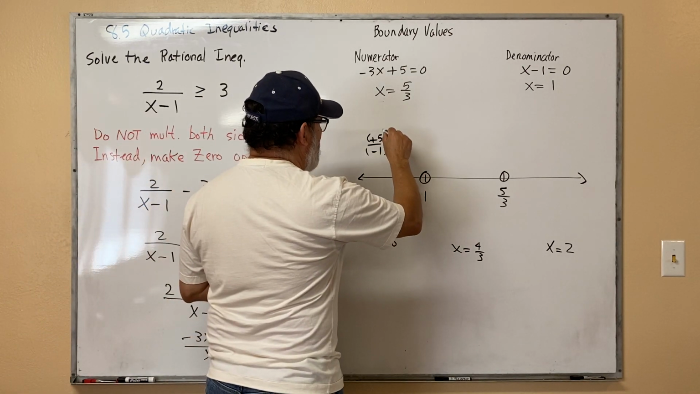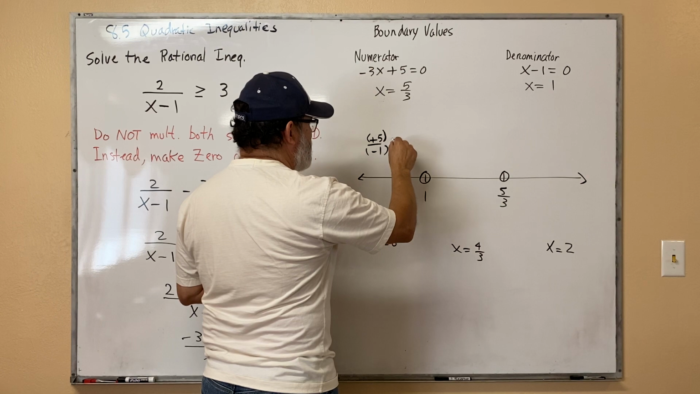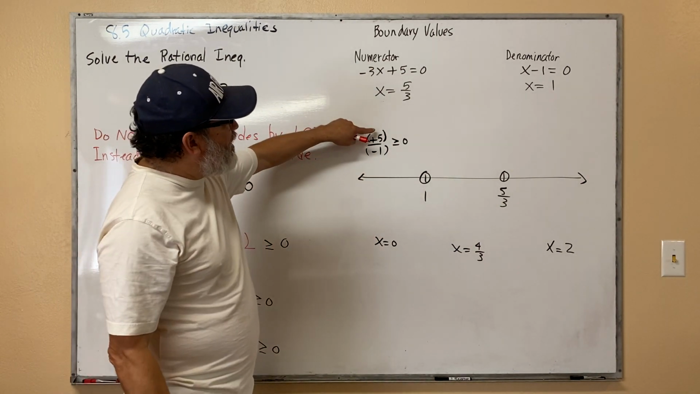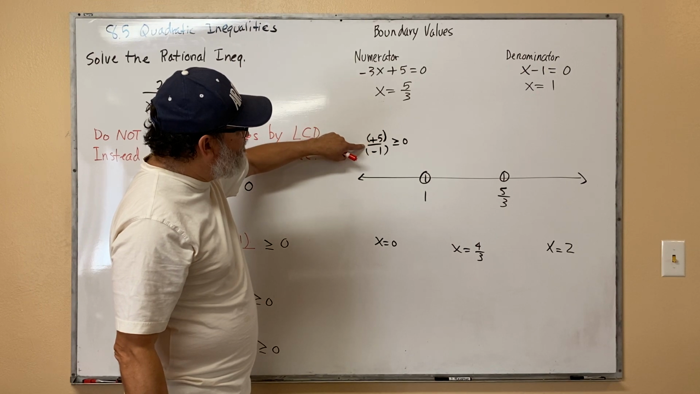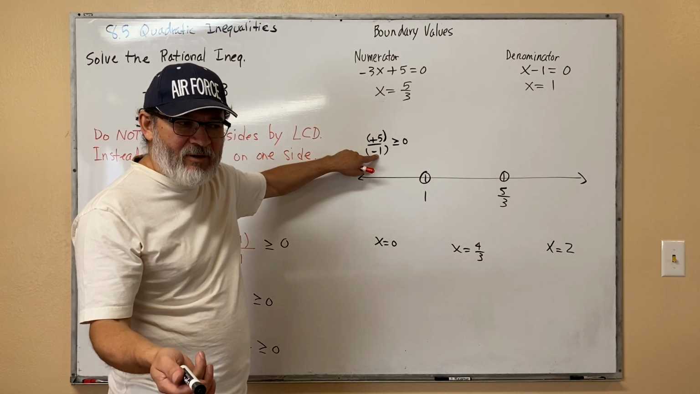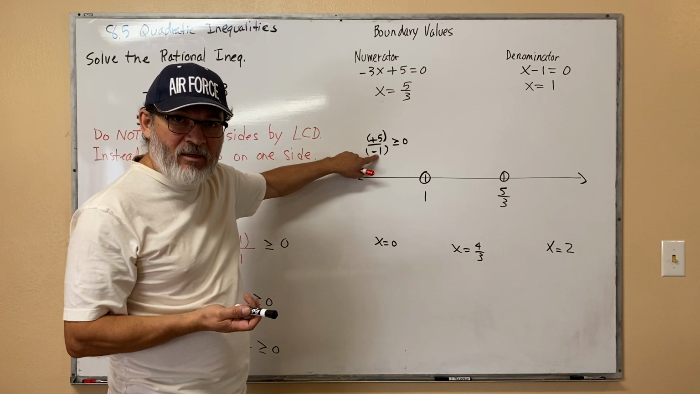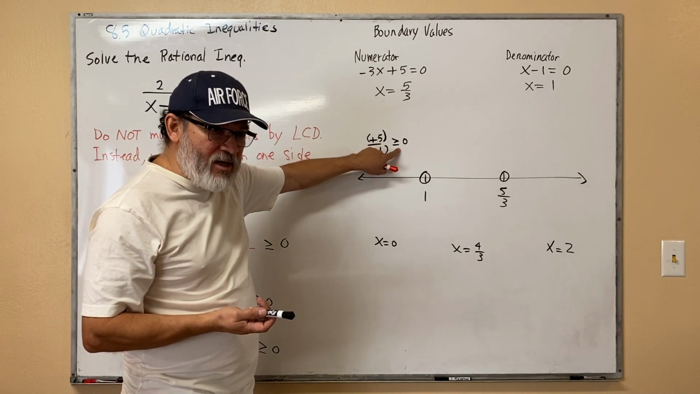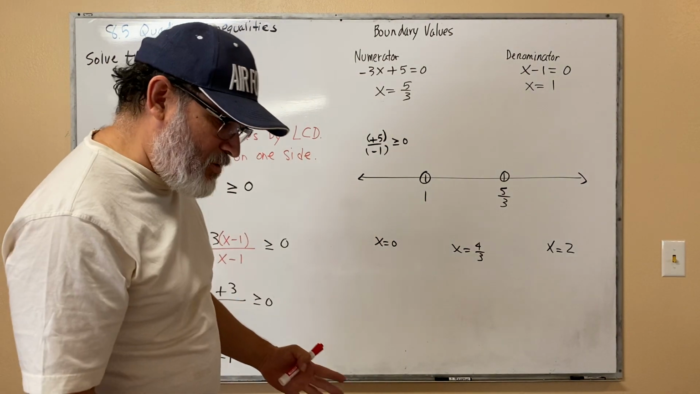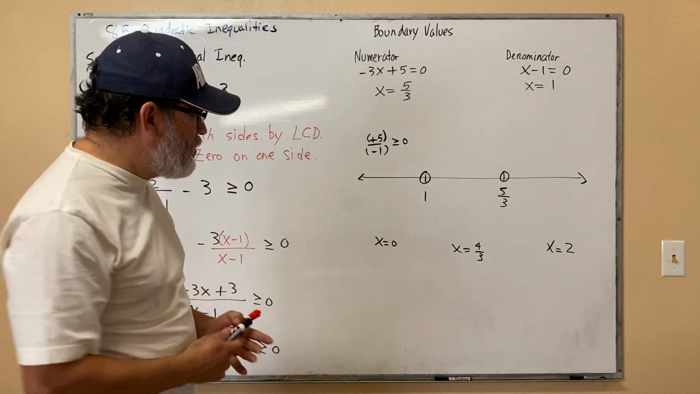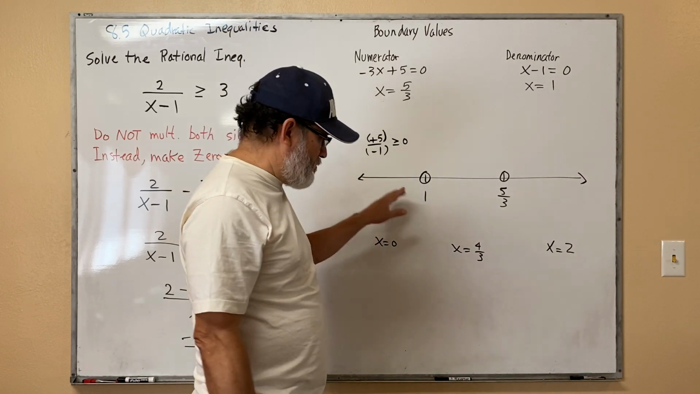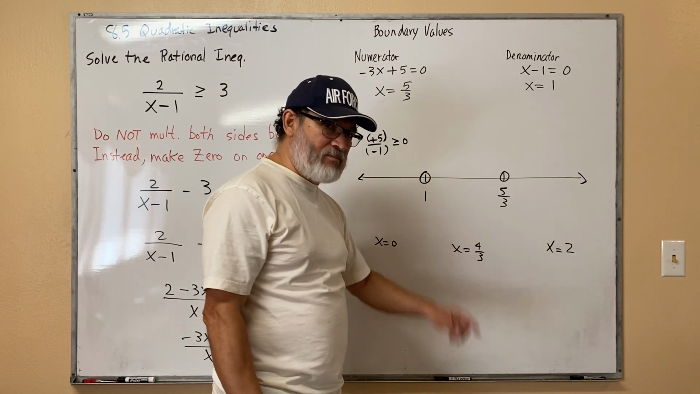Greater than, that's a positive 5, greater than or equal to 0. It's a positive divided by a negative. What's a positive divided by a negative? That's negative. Is a negative greater than or equal to 0? Is a negative greater than 0? The answer is no. So this stays unshaded. Go to the next one.